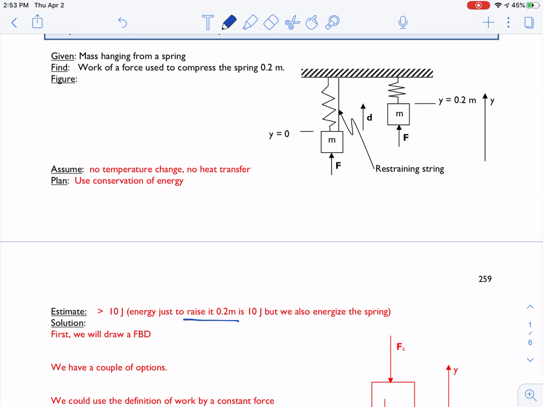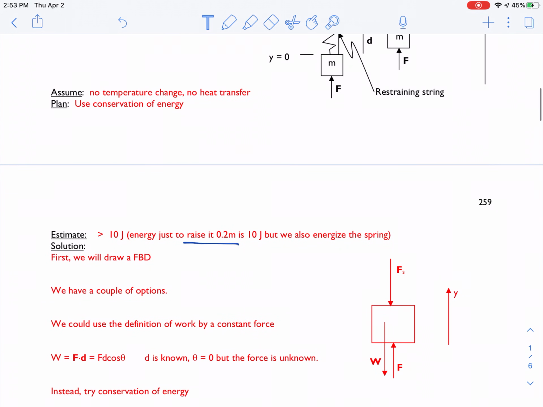But that work done by F doesn't do only that. It also compresses the spring. That means we should get more than 10 joules. Okay, so that's a good estimation. And so next we will solve the problem.